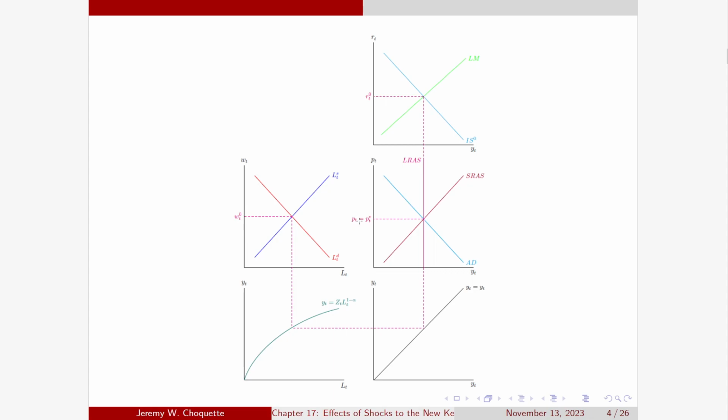And then we also have the actual price level. So the actual price level is what we are operating on, right? That's where we are at any point in time. The existing price level is this PT. Now, the expected price level is something a little different, right? That's what we expect prices to be.